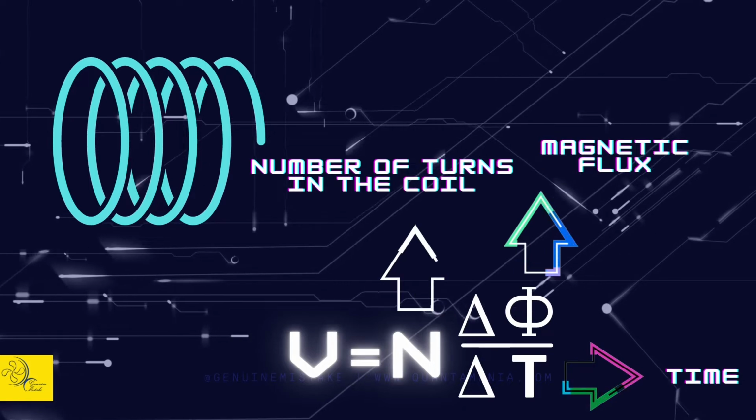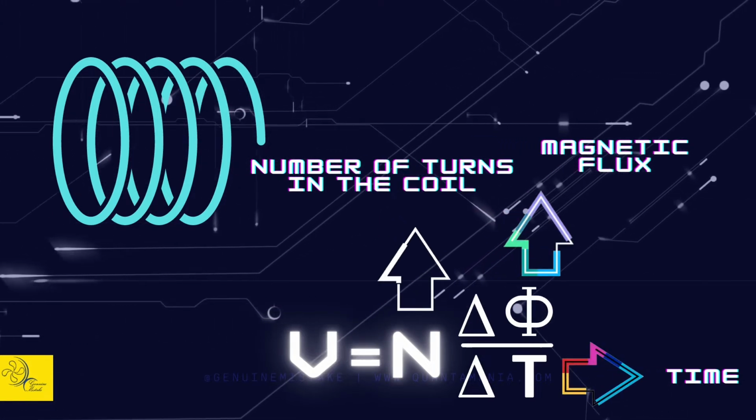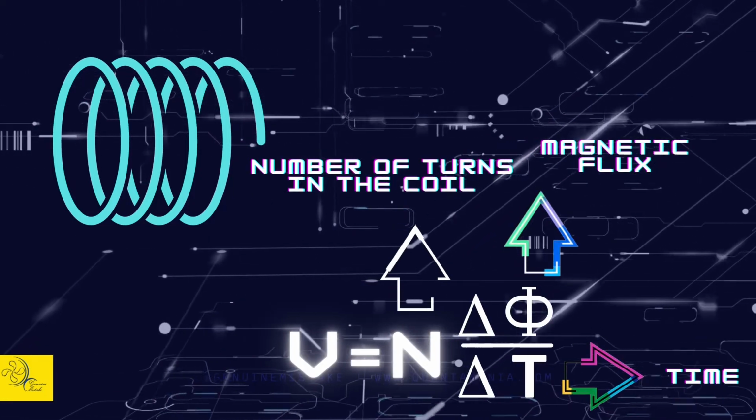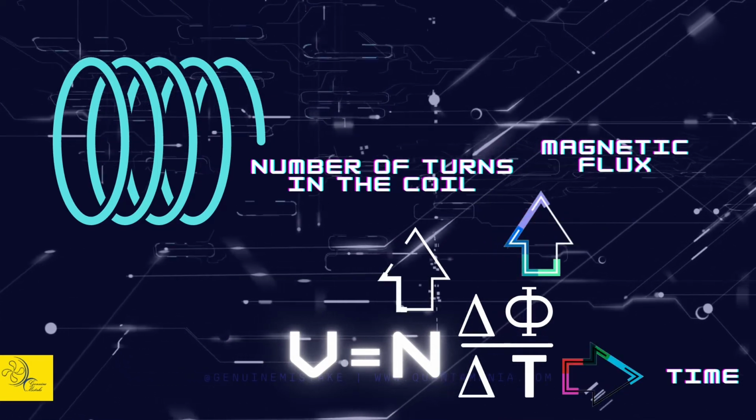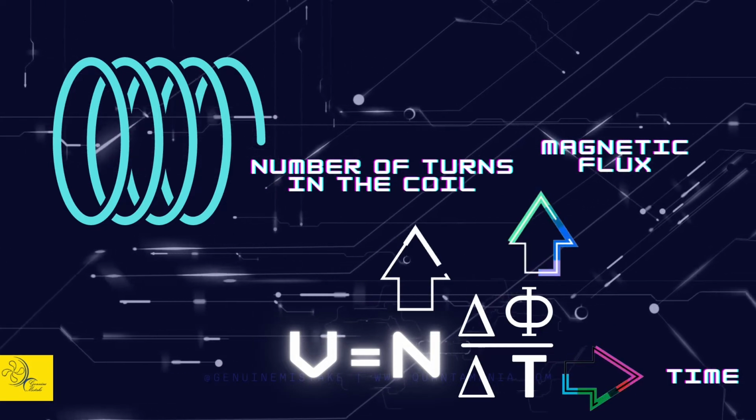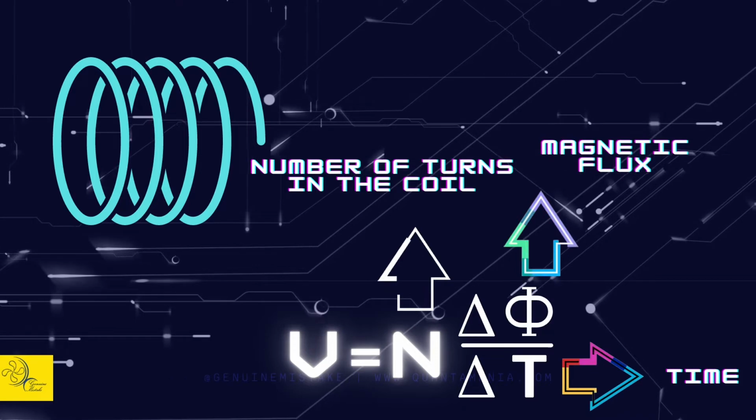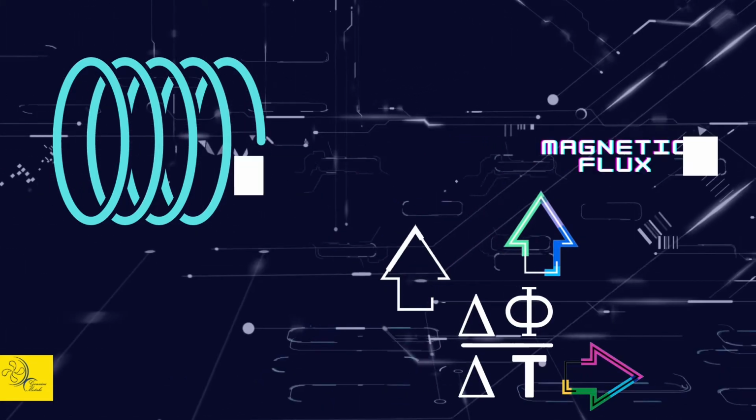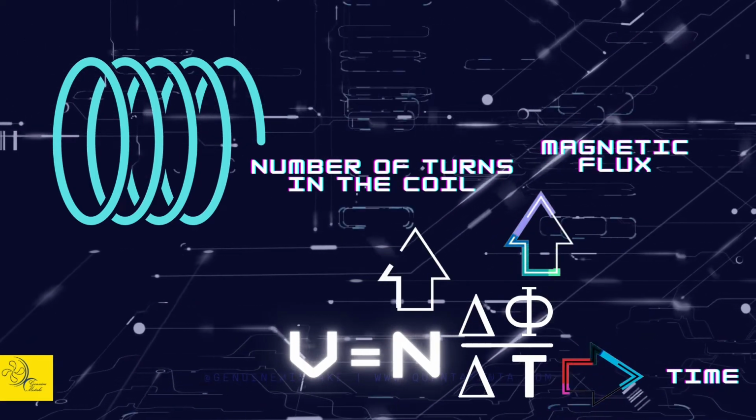Also, we have N, which is the number of turns of the coil. And as we know, the coil is our conductor because it's a copper coil, right? So the number of turns of a coil brings the length of the conductor into the formula. So if you want to find the generated voltage in a coil, then we should multiply the number of turns by delta phi over delta t.